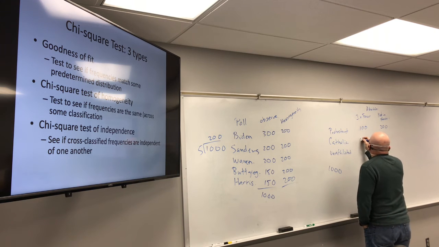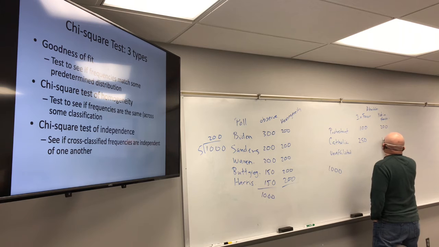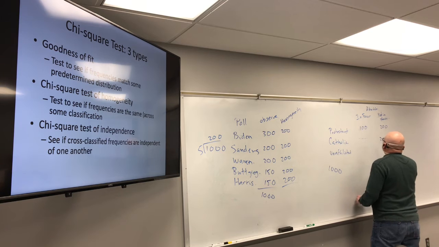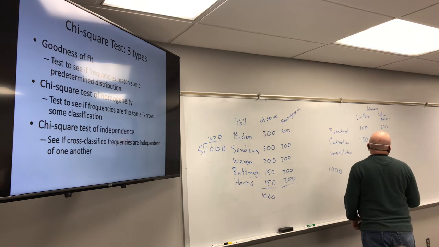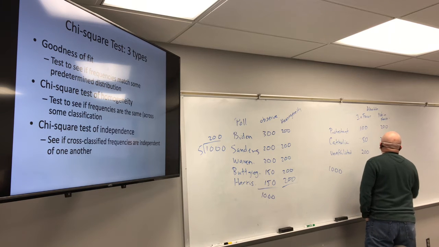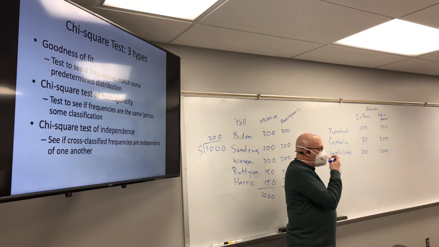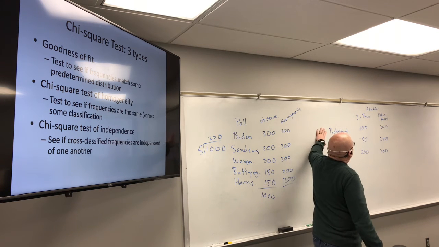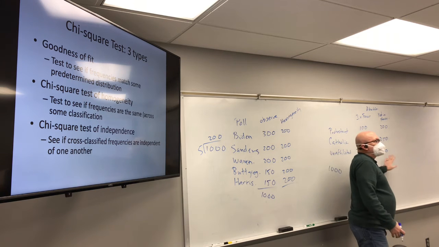Among Catholics, 250 of them were in favor, and 50 of them were not in. So, no, that would be just the opposite for Catholics. 250 of them would not be in favor, 50 of them would be in favor. So that's 300 individuals, 600 individuals. And among unaffiliated, it was evenly split. So you have 1,000 individuals, and what this type of test is asking is, is one's religious belief independent of their support or lack of support for making abortion available to women?